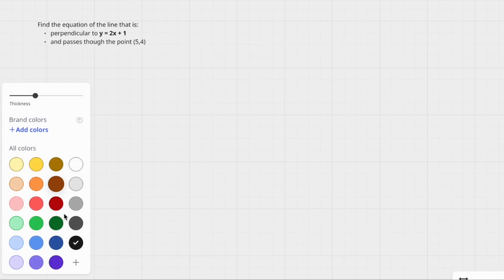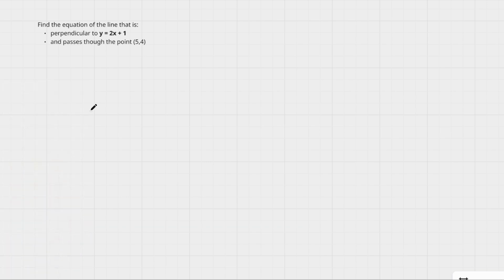Today, we're going to be learning how to find the equation of a perpendicular line to another given line, which passes through a specific point. So your first step is to look at the equation that's given to you. This equation is what we need to draw a perpendicular line to.